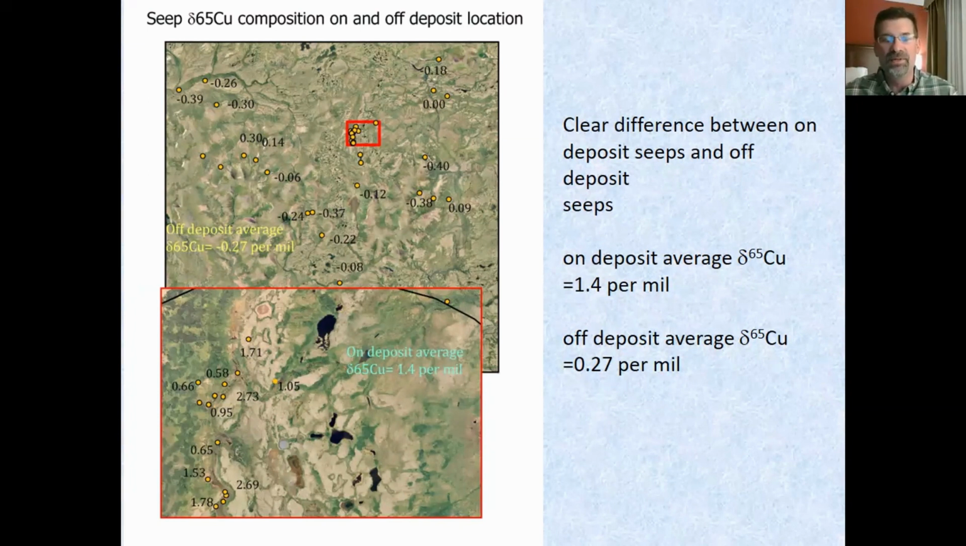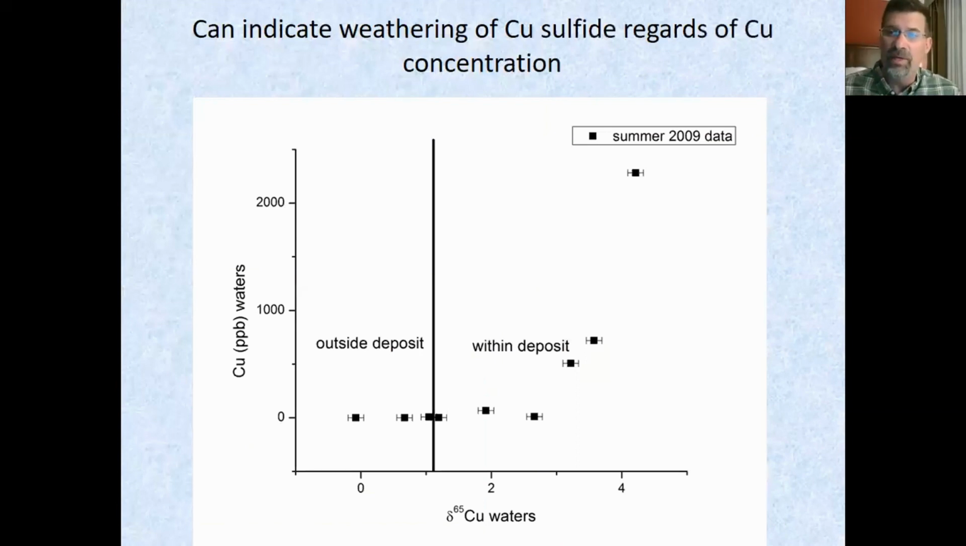So you can see there's an obvious difference when we just average the data on and off the deposit. And so we would indicate here, even though this is a rather complicated hydrogeological territory because we have till that water is going through, and the deposit actually sits in some instances greater than 1 kilometer in the subsurface, we still see high copper isotope values right on top of the deposit, which we interpret as weathering.